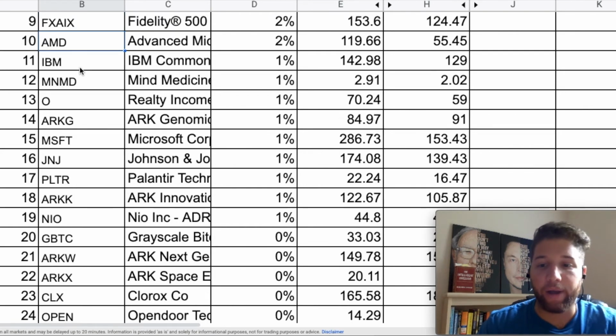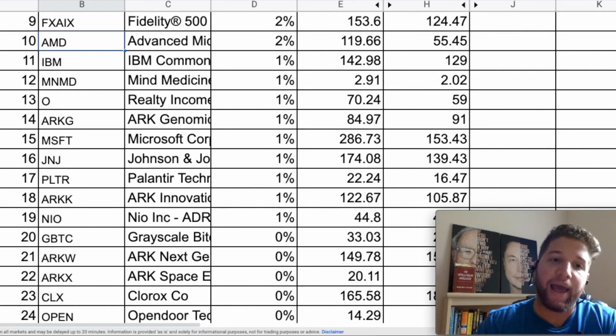Number 9, I own FXAIX here, which is a Fidelity S&P 500 index fund. So again, index funds I think are great for everyone. I definitely try and average a little bit of money into my index funds each month.